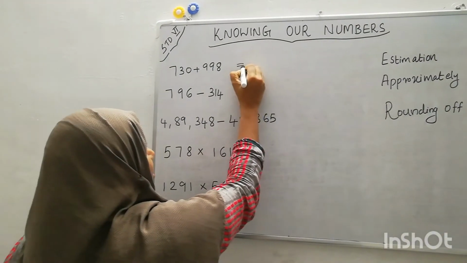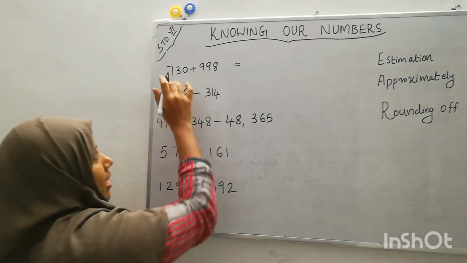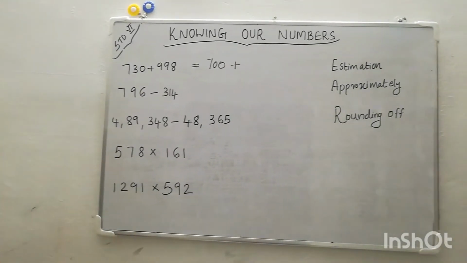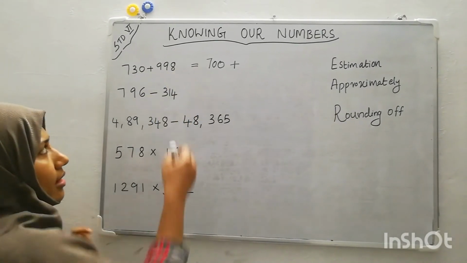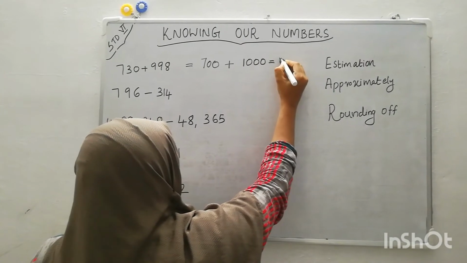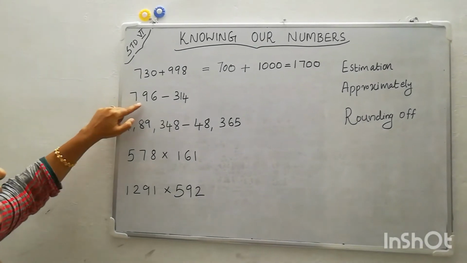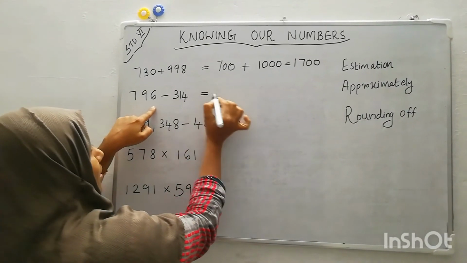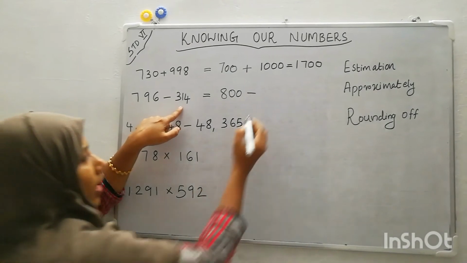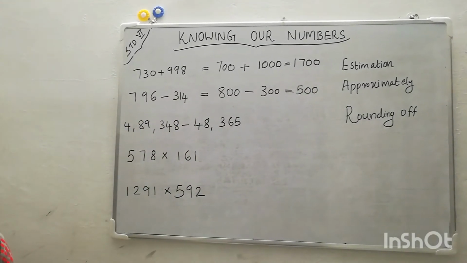Is it clear? Here, 730 is more close to 700 or 800? Yes, 700. So we can approximate 730 to 700. Then this number, 998, is more close to 1000. The answer can be simply written as 1700. Is it clear? Here, 796 is more close to 800. Minus, this is close to 300. So we can simply write the answer 500.